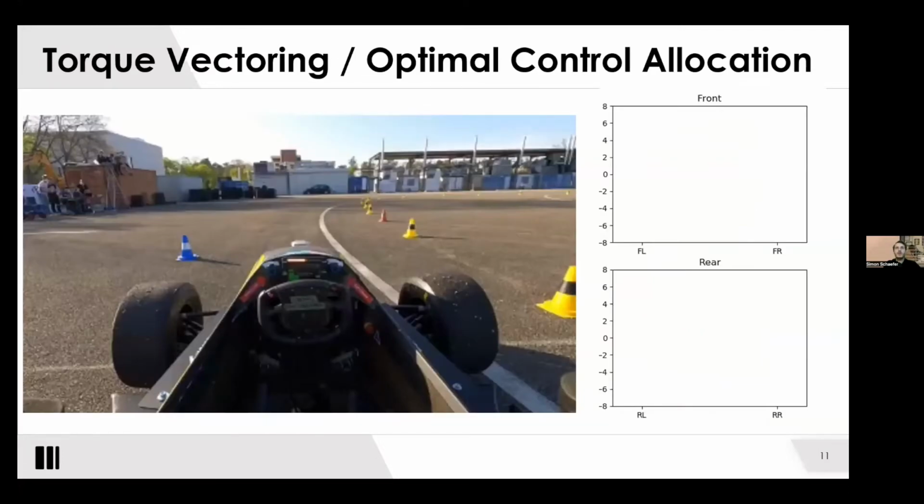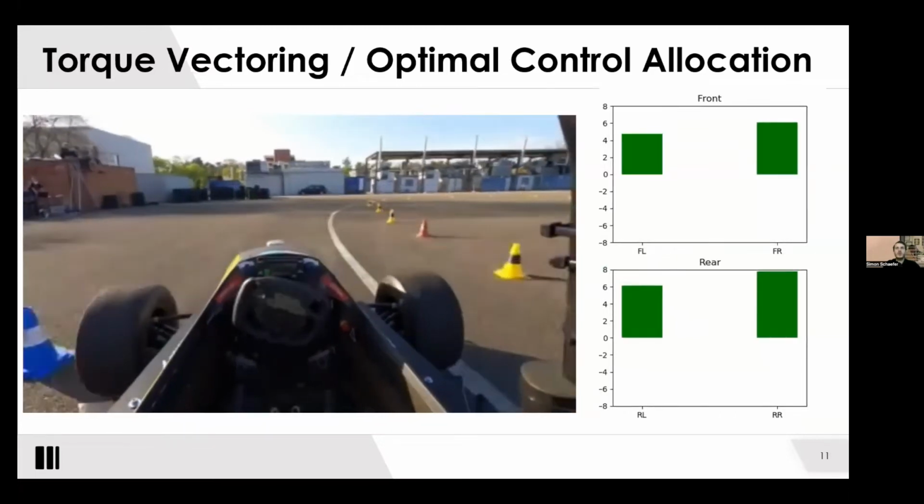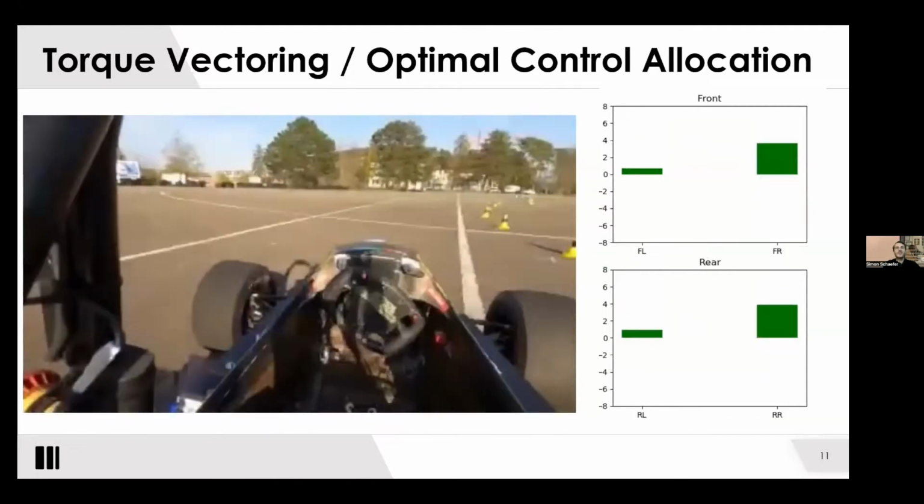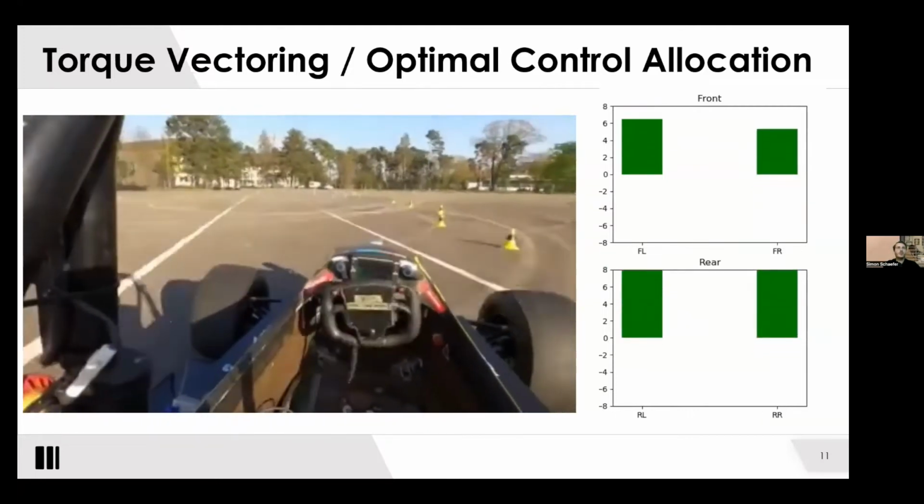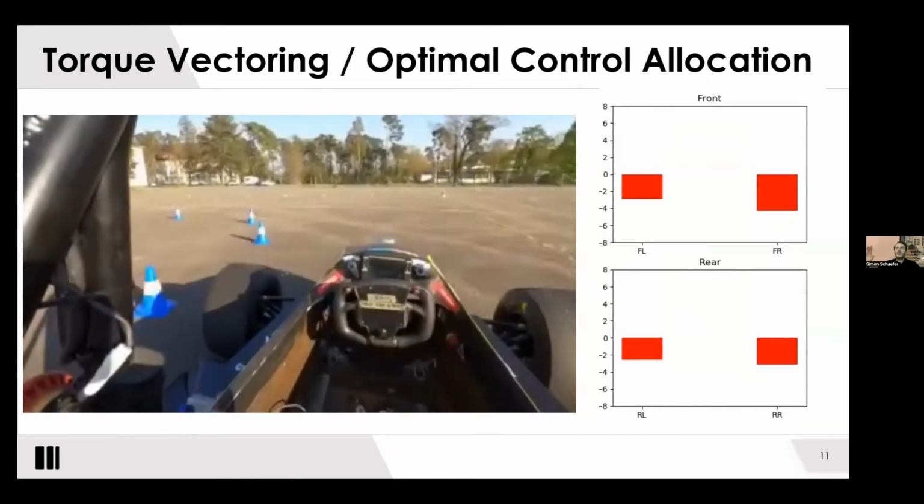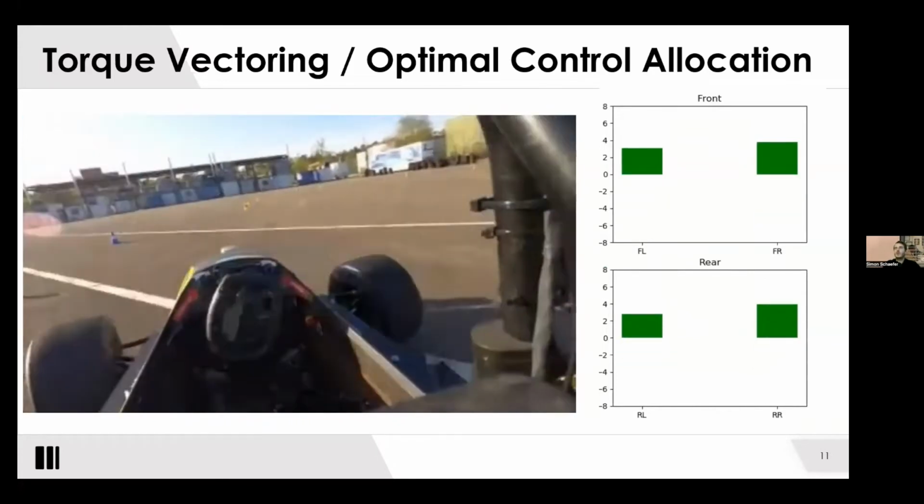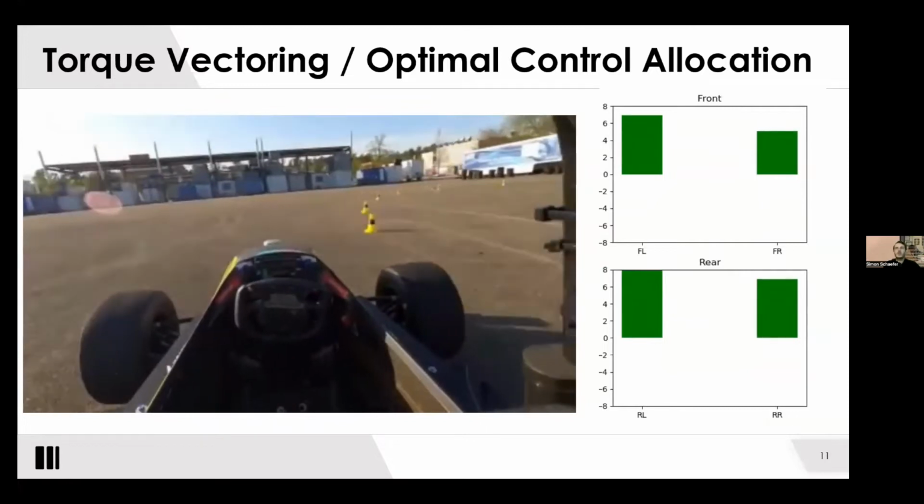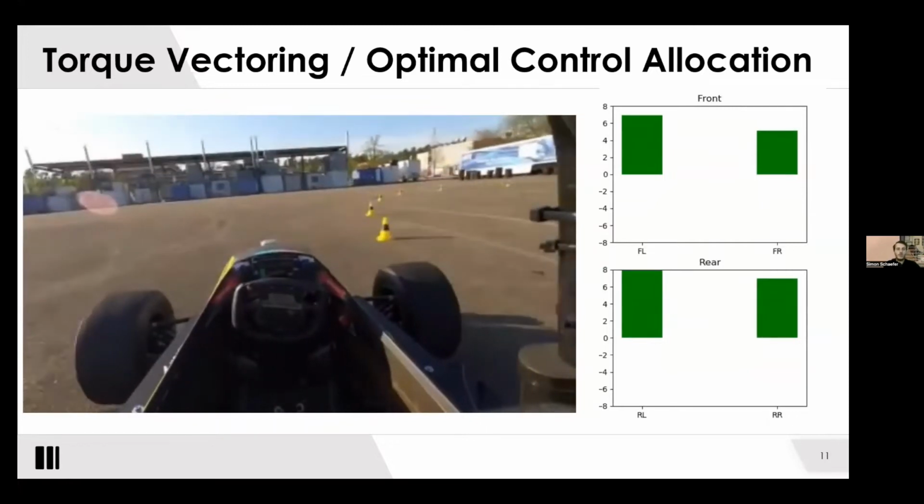And finally, the low-level control, the optimal control allocation for torque vectoring, is seen in action here. We only built one side of the track because we are drifting a little bit too much. But you can see in the diagram right now how the torques are distributed between front and rear differently based on the optimal control.